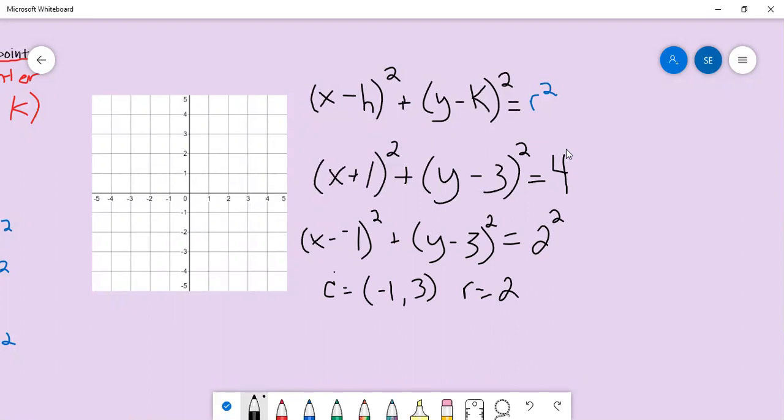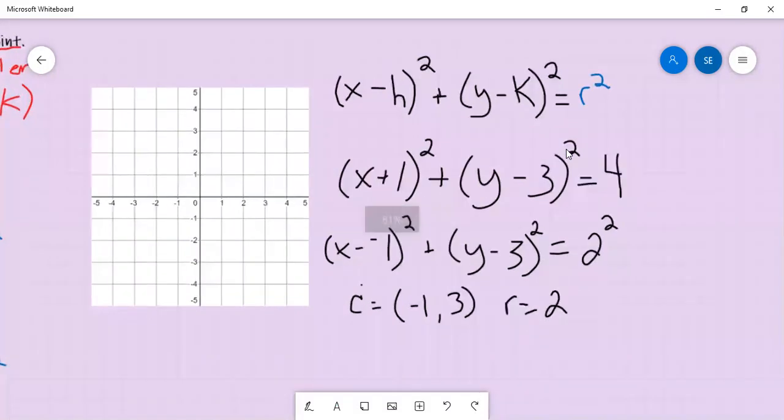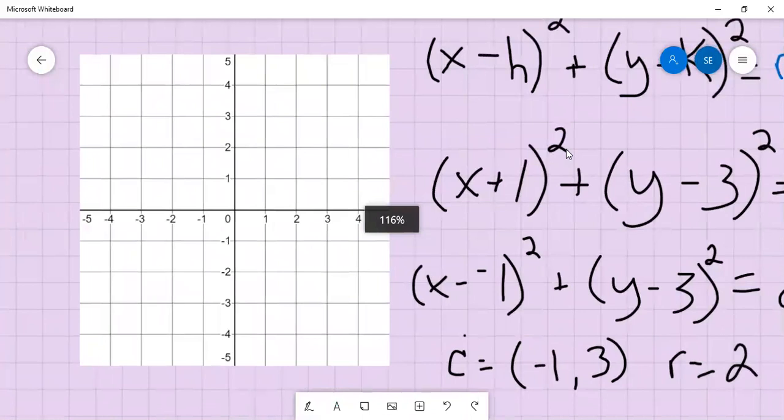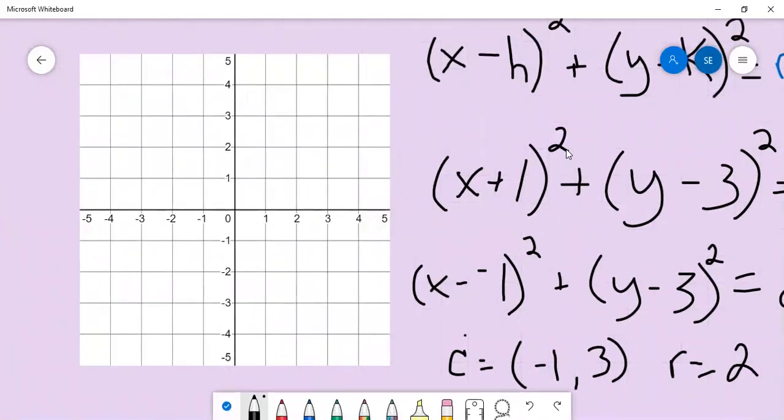So now we can go ahead and graph that. I'm just going to come over here and make this a little bit bigger. So our center is at -1, 3. So I'm going to plot that, -1 and up 3. This is our center. Now, our radius is 2. So what I usually do is I start at my center and I go 2 in each direction, positive and negative. So I'm going to do 2 in the positive x direction. 1, 2. I'm going to put a point here. That's going to be part of our circle.